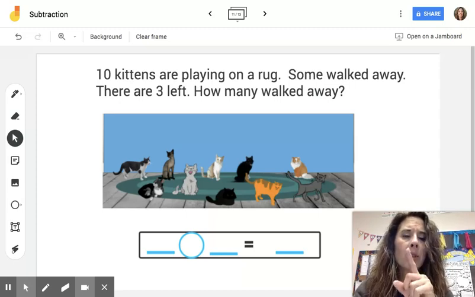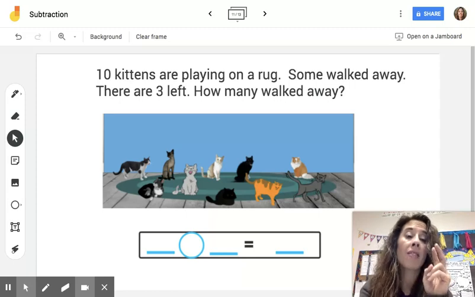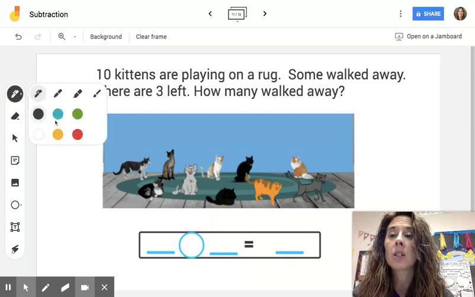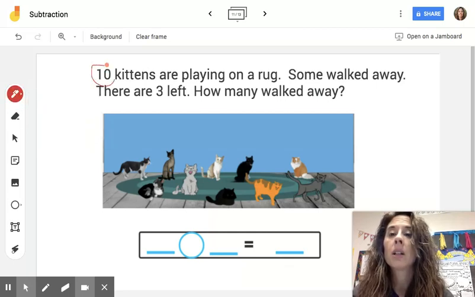So let's go through. We read two times. Let's go through and find the numbers in our equation because we know we're going to need to do something with them. We don't know what yet, but let's go find them to make sure we have the numbers that we need. Okay, so I like to circle the numbers.